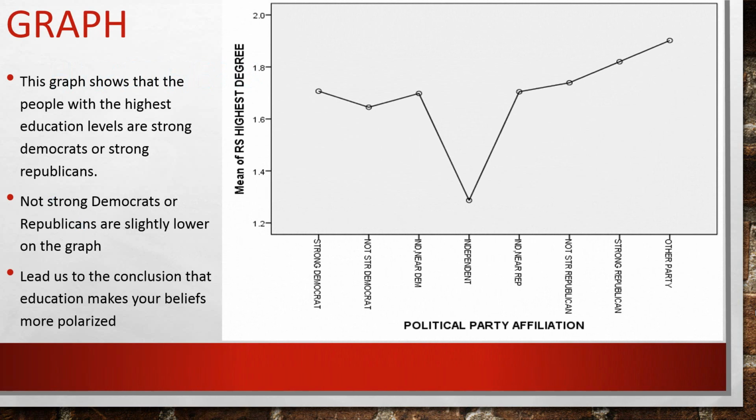This graph comparing the relationship between highest education level and political party affiliation shows that people with the highest education levels are either strong Democrats or strong Republicans. This led us to the conclusion that education makes your beliefs more polarized.